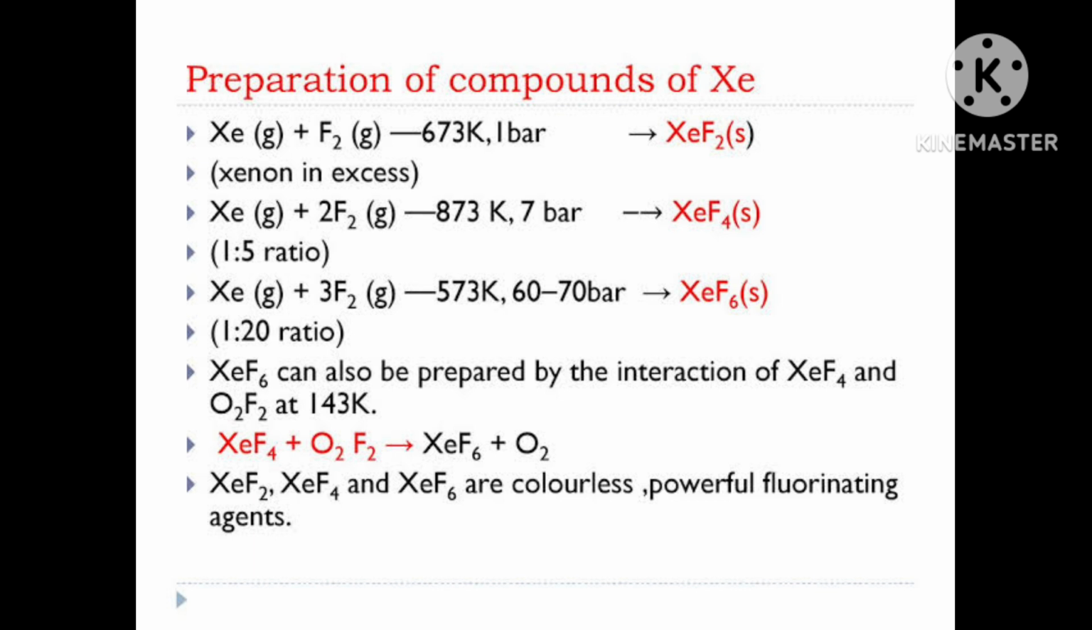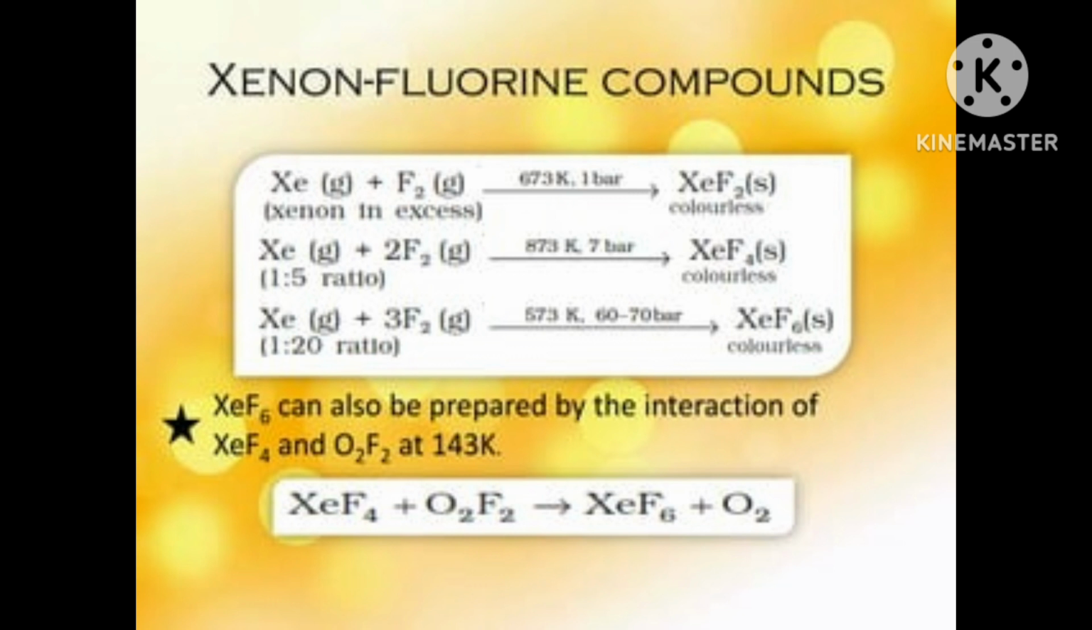And now the other reaction, XeF6 plus 3H2O, it gives again XeO3 plus 6HF. Now, partial hydrolysis of XeF6 gives oxyfluorides, three products it will give. Partial hydrolysis of XeF6 gives oxyfluorides, XeOF4 and XeO2F2.